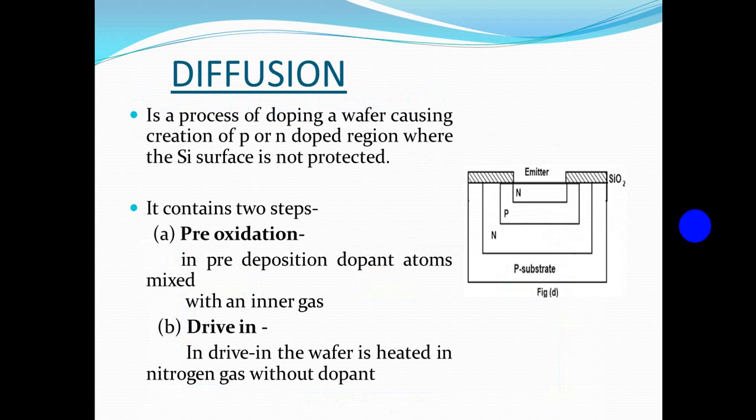And the next part is diffusion. It is a process of doping a wafer, causing creation of p-type or n-type regions where the silicon surface is not protected by oxide. It consists of two stages, pre-deposition and drive-in. In pre-deposition, dopant atoms mixed with an inert gas are introduced into the furnace at 1000 degrees Celsius. The atoms diffuse into a thin layer on the surface of the silicon. In drive-in, the wafer is heated in nitrogen gas with dopant. This distributes the surface diffusion deeply into the body.